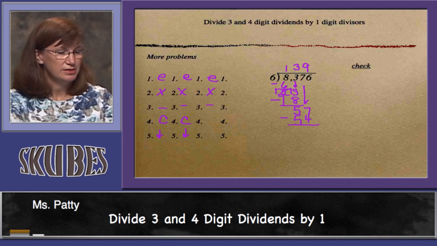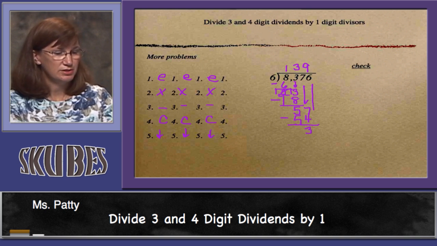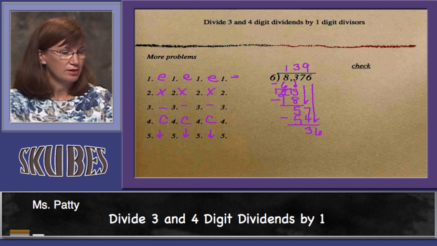Let's subtract. 7 minus 4 is 3. Compare. 3 is smaller than 6. Bring down again. We've got a 6 to bring down. Now we go through the steps one last time.